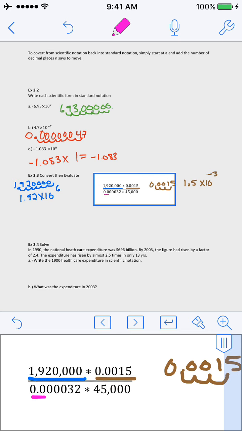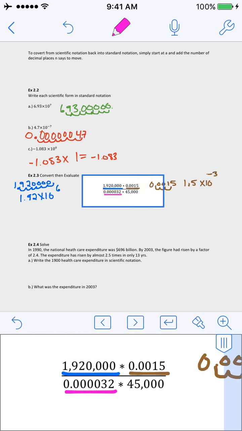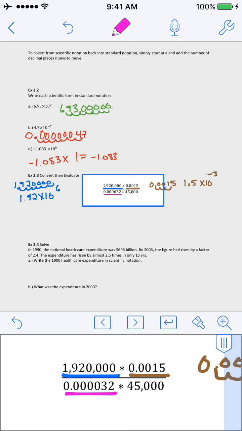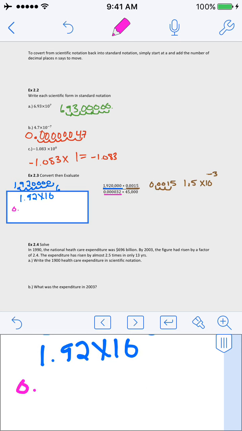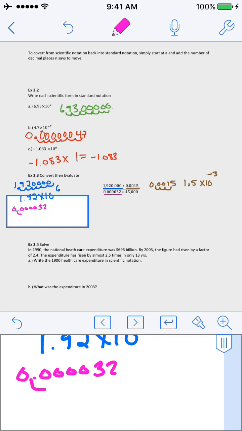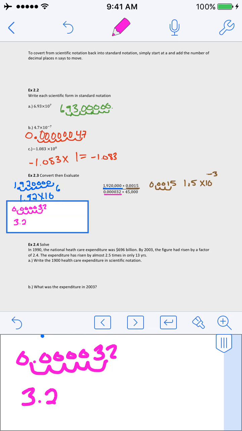Let's do the bottom two. So we got this pink one, also a very small number, right? So let's convert that guy. Let's see, that's 1, 2, 3, 4, 32. So 0.1234, 32. Convert that. We got 1, 2, 3, 4, 5 before I hit a number between 1 and 10. So we get 3.2 times 10 to the negative fifth.